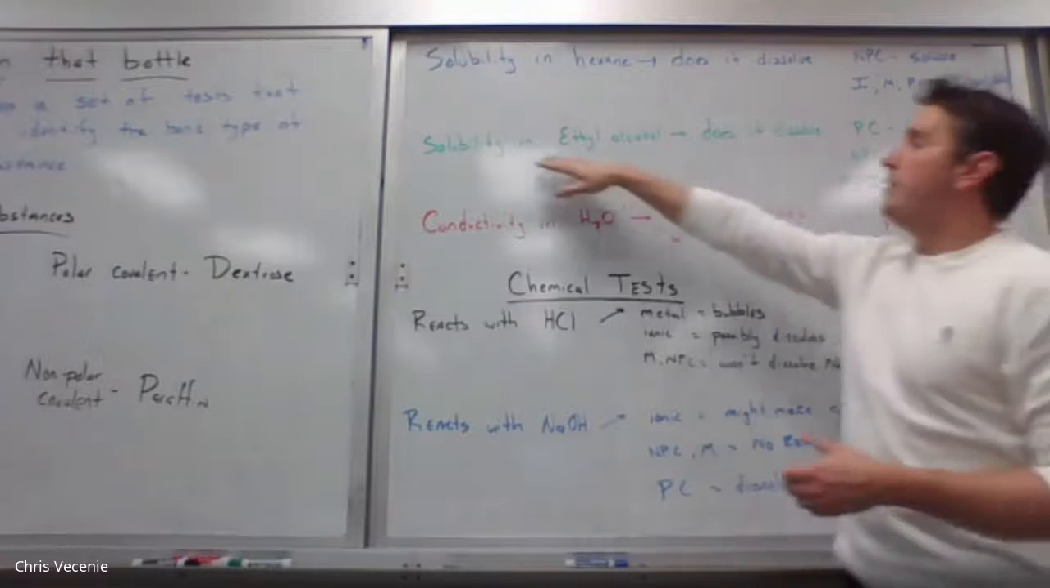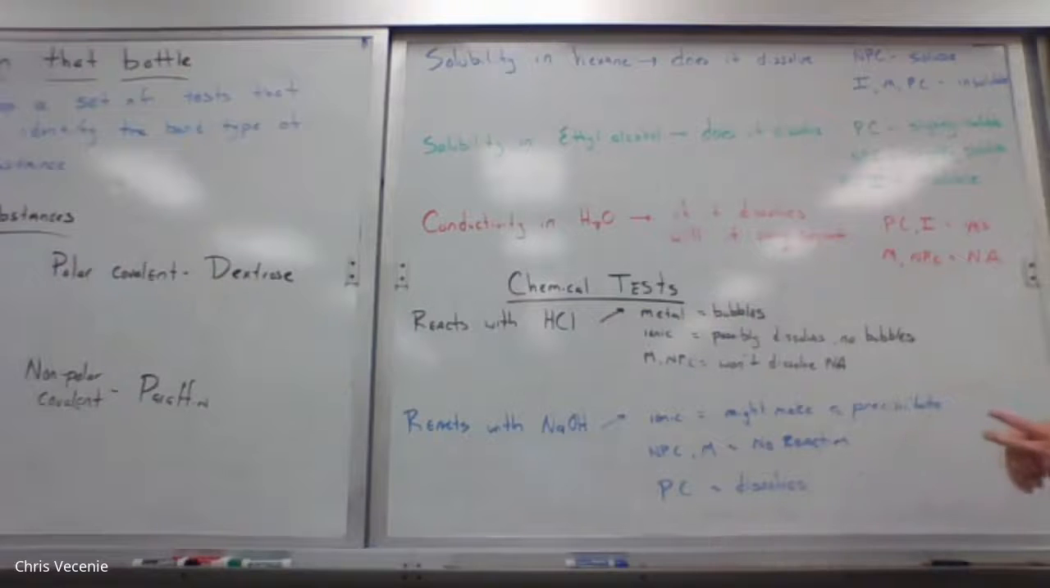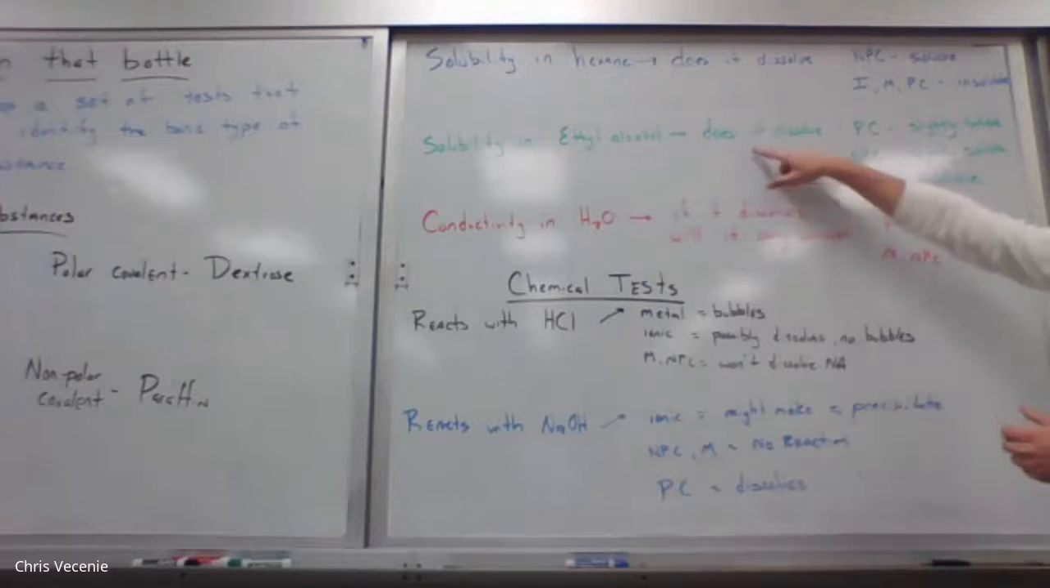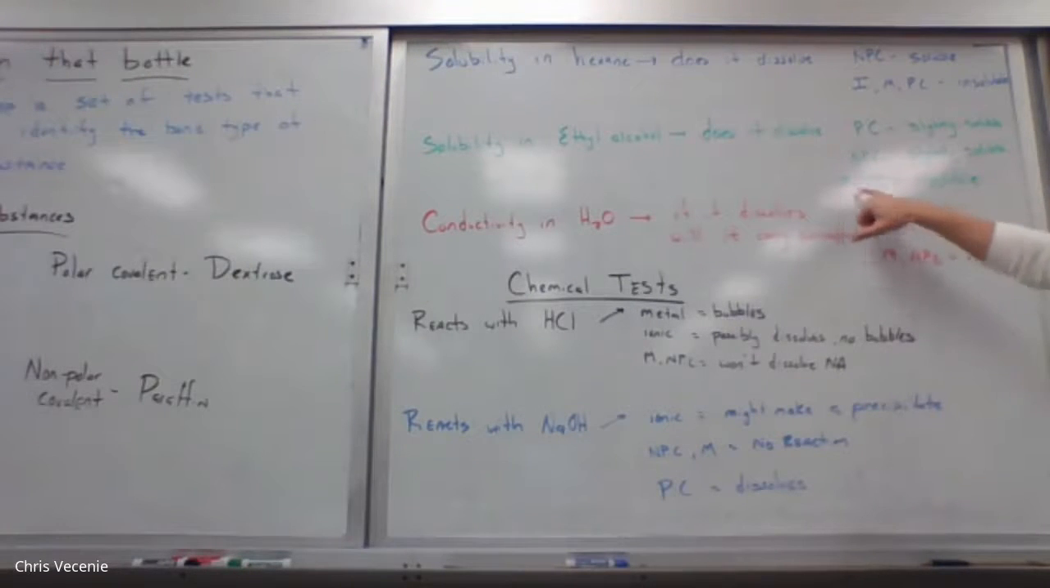Following that train of thought, solubility in ethyl alcohol. Ethyl alcohol is a polar covalent substance. Right? So does it dissolve? If it does, polar covalent, like dissolves like. And a little bit of non-polar covalents might dissolve as well, because at the end of the day, they're still covalent. So it's covalent dissolving covalent. But polar covalent will slightly be soluble. The non-polar, a little less so. But your metallic and your ionic, they will not be soluble for that.